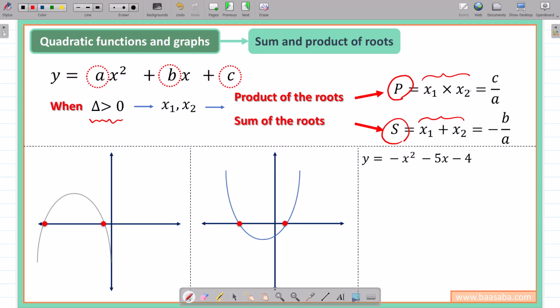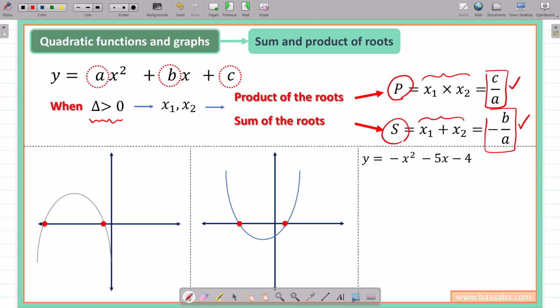But we said that we don't want to know the exact zeros. So again, by getting help from factors A, B, and C, we can calculate P and S. P is C over A, and S is negative B over A. These two tiny formulas help us to know again more about how our graph will be.